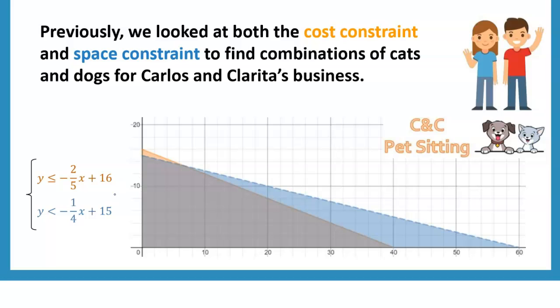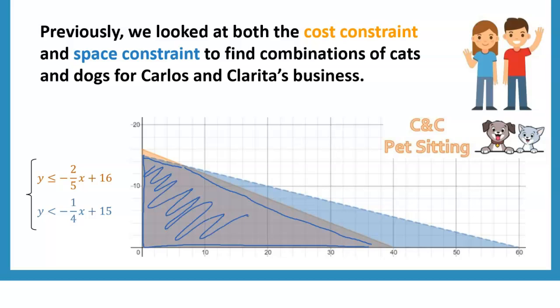And these are the corresponding inequalities we came up with for both of those. And you can see this region right here where they overlap, that was the area where we said both the space and the cost constraints would work. So all these combinations inside this double shaded area are options for their business.